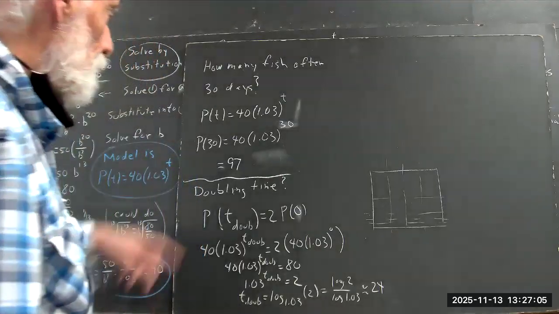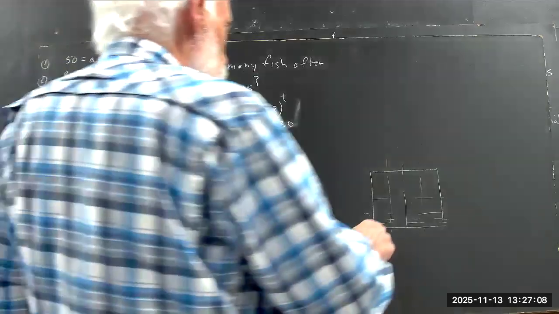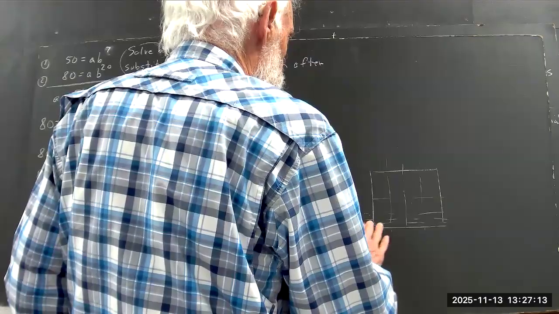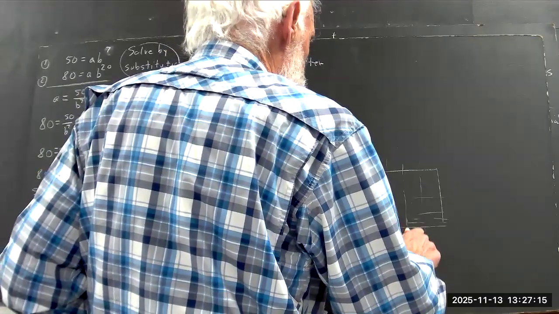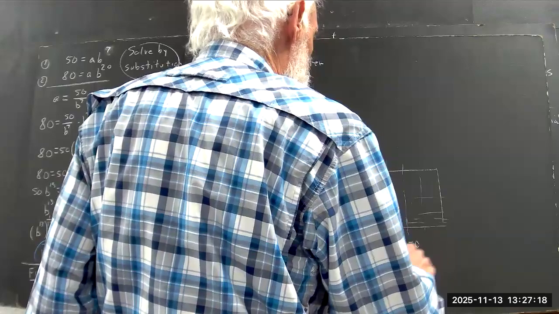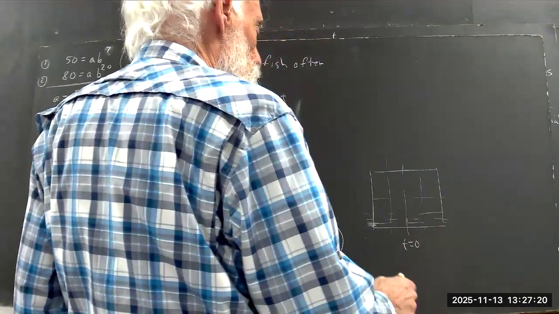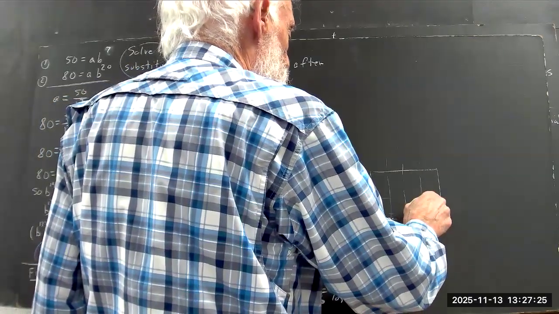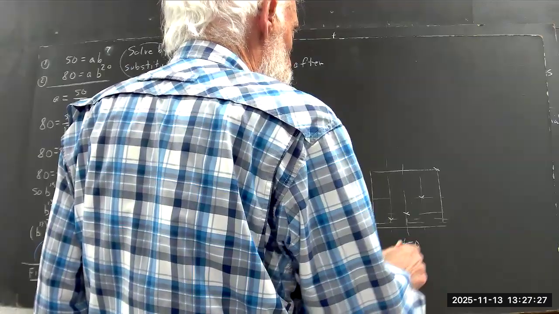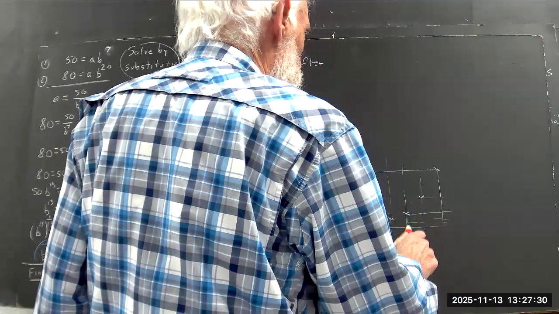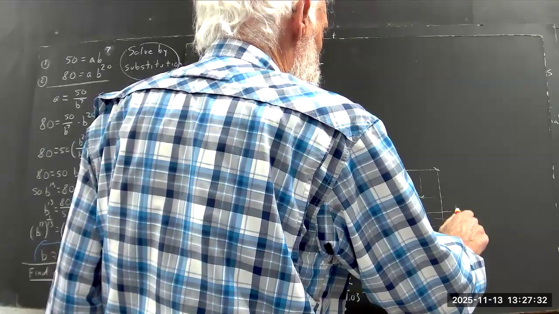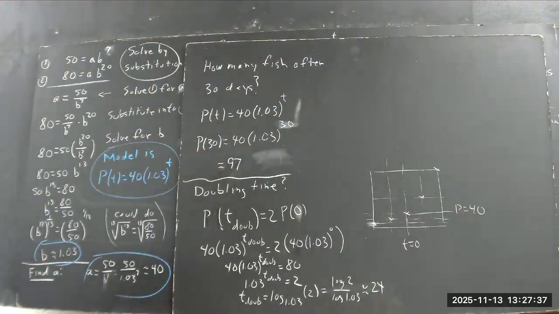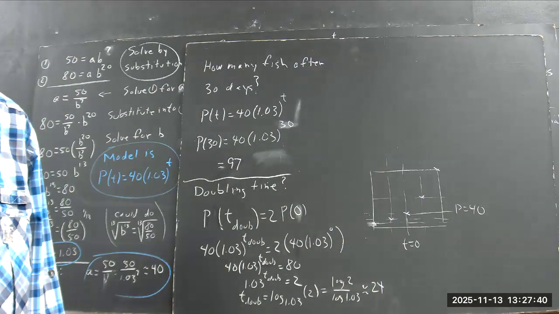At t equals 0, your population is 40. This is going to be your leftmost line. Okay, let's let t equals 0 here. Then your population is 40. If you draw your exponential curve, that means that the t equals 0 line is at p equals 40. That makes sense?